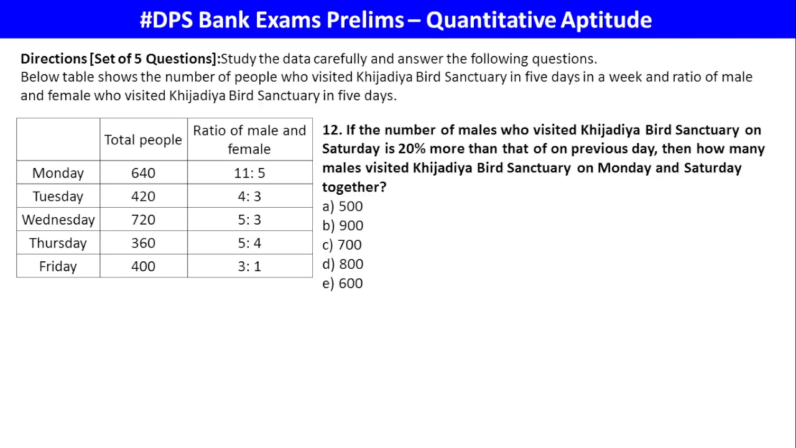If the number of male who visited on a Saturday is 20% more than that of, right, 300 with the 20% 360, then how many male on Monday and Saturday? 11 4 times 44, which is 800. 800 is the total. Option D is the final answer.